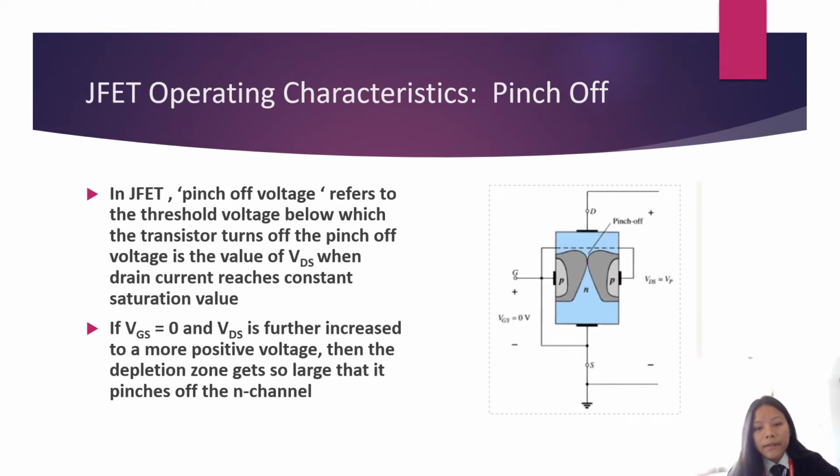Now let us see JFET operating characteristics of pinch-off. In JFET, pinch-off voltage refers to the threshold voltage below which the transistor turns off. The pinch-off voltage is the value of VDS when drain current reaches a constant value or saturation value. If VGS equals 0 and VDS is further increased to more positive voltage, then the depletion zone gets so large that it pinches off the N channel.